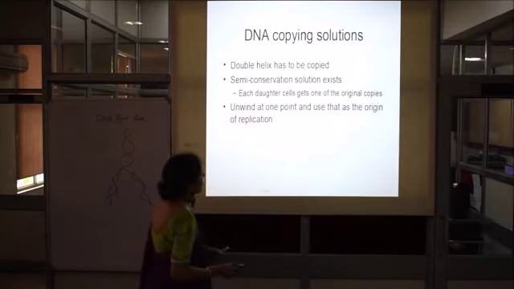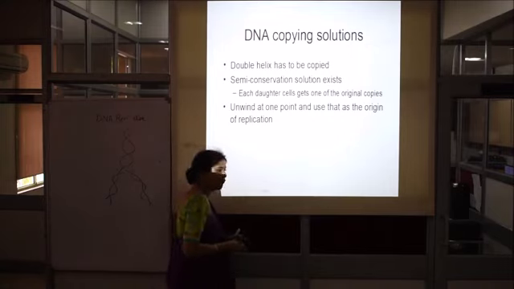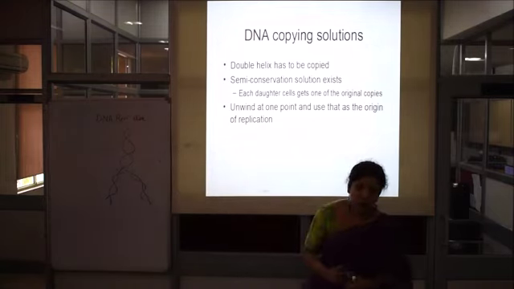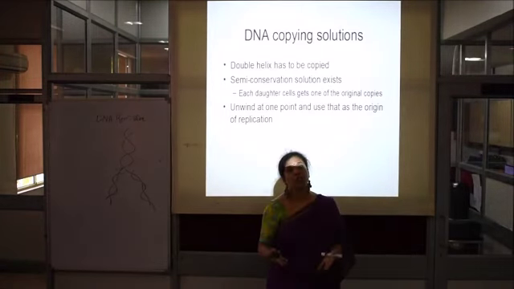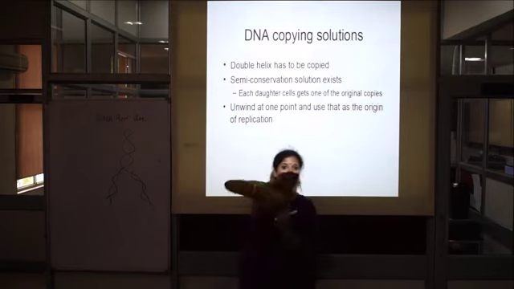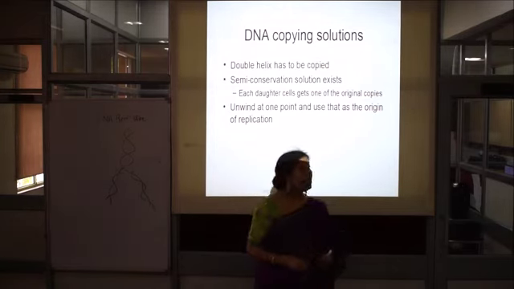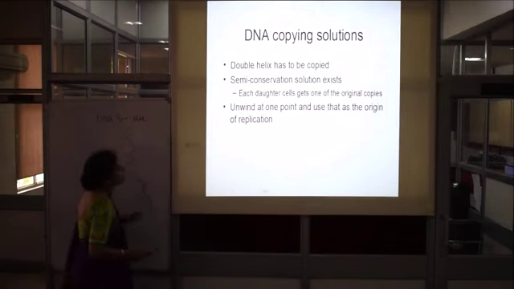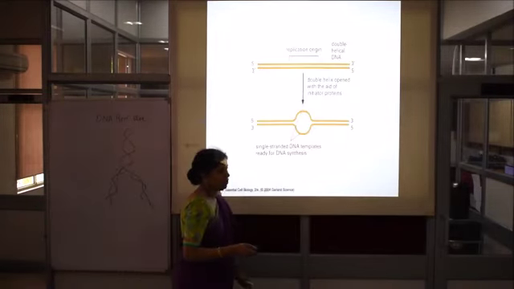Unwind at one point and use that as the origin of replication. I have told you that the DNA strands are twisted around each other. For its information to be copied for the next generation, it has to be opened. And it starts at one point which is called ori-C, that is, the origin of replication.